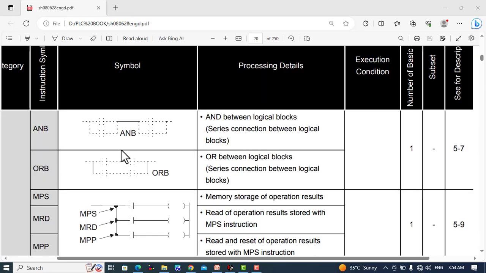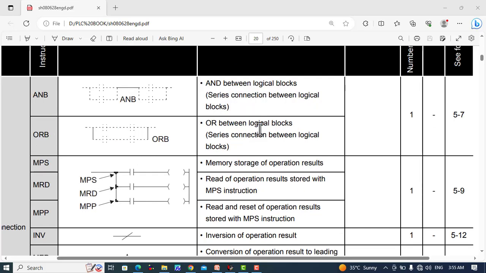In a similar way, here you can see AND between the logical blocks. ANB is called AND between the logical blocks. These are the two blocks. Here is one input, other is here the second one, and both inputs are in series. Both inputs are in parallel, and here both inputs are in parallel, but this block and this block are in series, so it connects with the AND between the logical blocks. Series connection between the logical blocks. When the two blocks are connected with this straight line, it is called AND between the logical blocks or ANB.